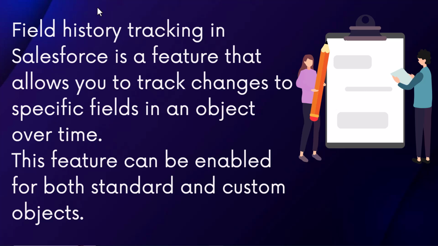Now maybe the question arises in your mind about storage, but note one thing: this tracking data does not count against your storage limit. So there is no storage problem in that. Moreover, field history tracking can also help you understand when a non-human user is making updates to a field, such as when a process builder is making changes to a field value, or when an integration user updates a record from an external website form. So it is a very good feature.